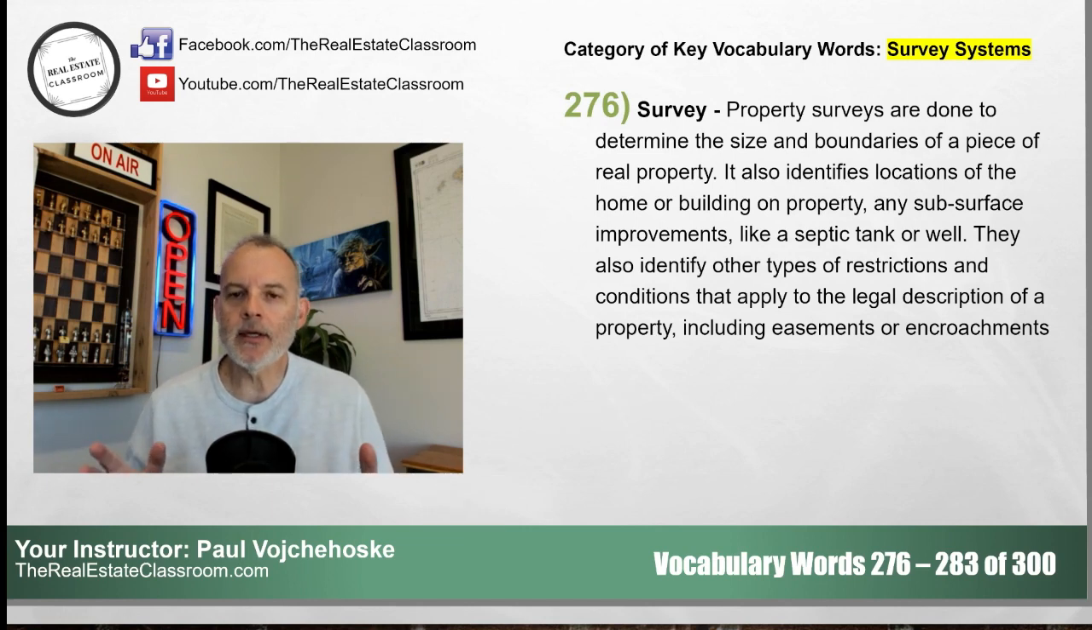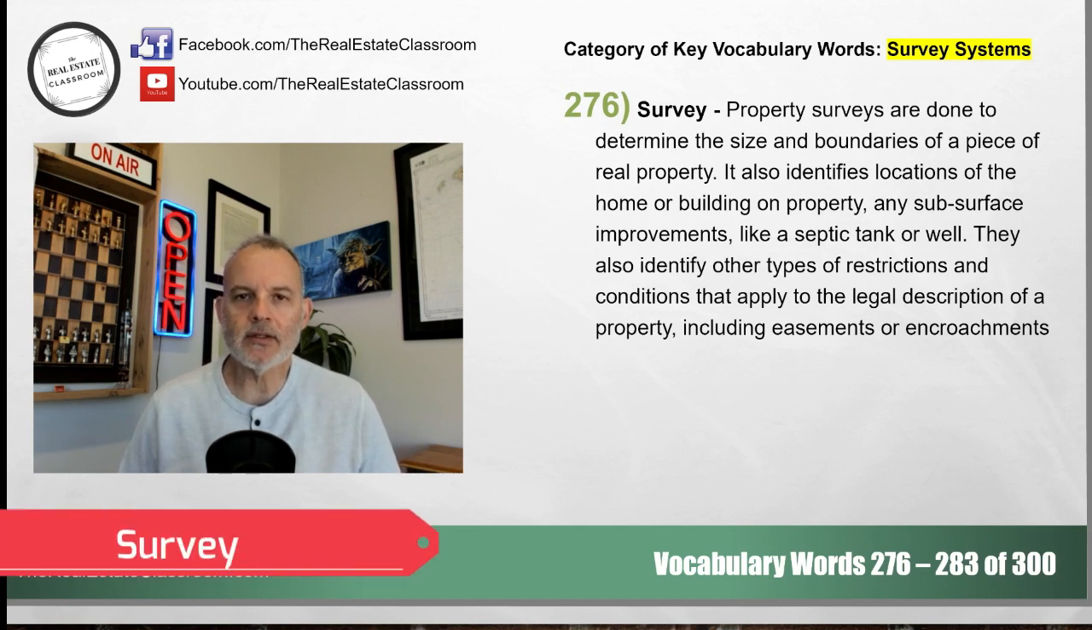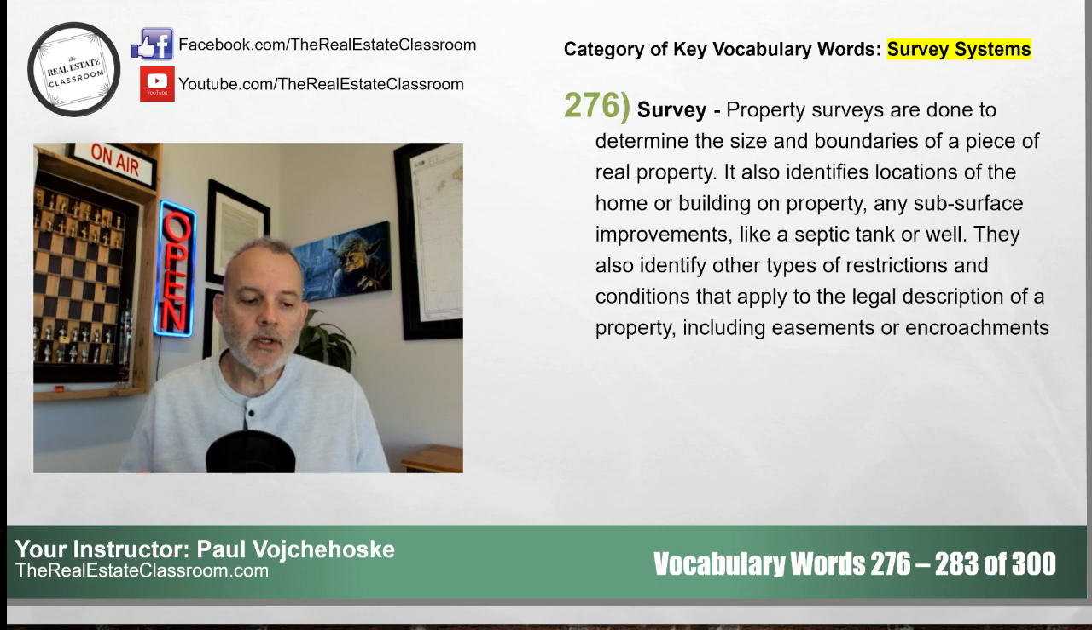Today we're going to be doing vocabulary words 276 to 283 of 300, all the words revolving around the survey systems. So right out of the chute, 276, what is a survey? Well, a survey is a property survey. It is done to determine the size and the boundaries of a piece of real property.